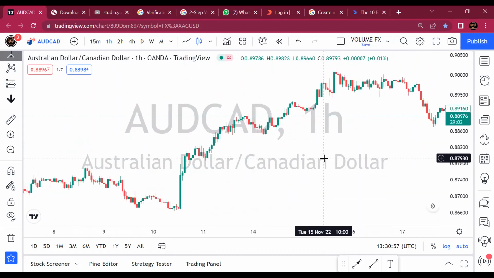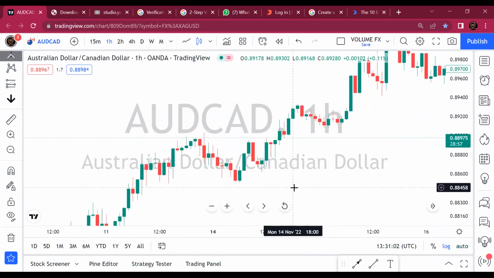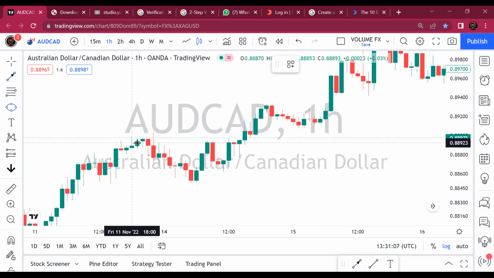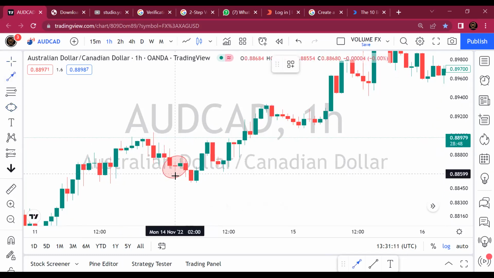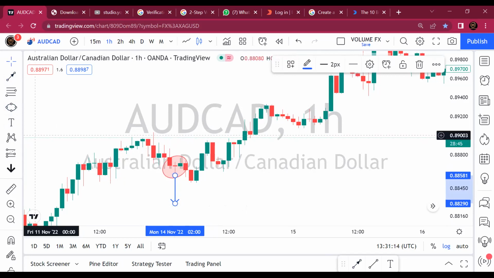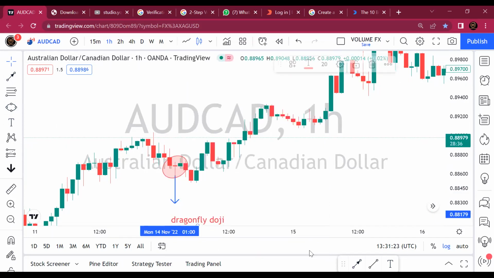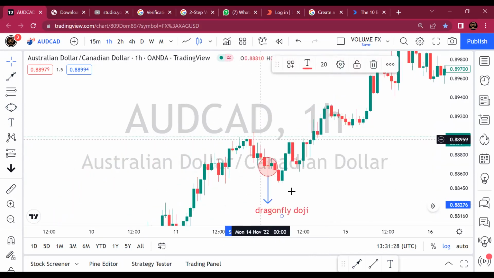Remember, what are we looking at? Guys, you're looking at a dragonfly. Oh, okay. First of all, you highlight. After you highlight, here it is. Write a name. That is a dragonfly doji. After you do that, what do you do? That is a dragonfly doji. Then where did it go? It went all the way up.